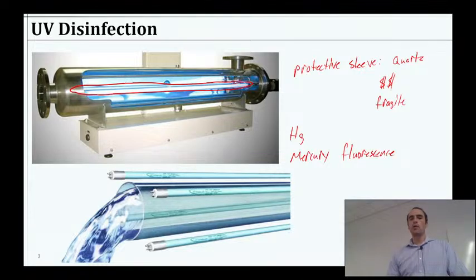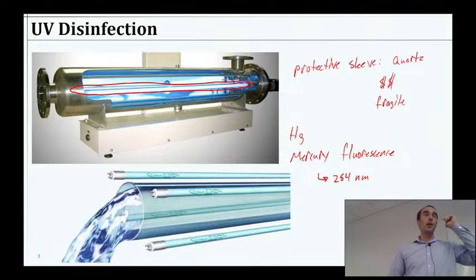So it turns out mercury has a very strong fluorescent signal just based on its electron configuration. If you excite an electron in mercury with electricity, then it will give off a photon in the UVC range pretty effectively. And that's what we would call low pressure mercury, which is very common to use. That would be 254 nanometers. So that's a kind of common industry standard.